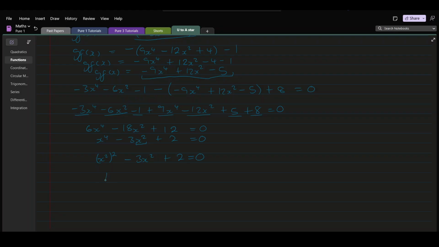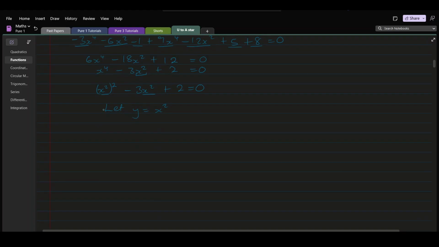And then we're going to use a substitution. Let y equal x squared. So wherever there's an x squared, you're going to substitute with y. So that becomes y squared minus 3y plus 2 is equal to 0. And now we're going to factorize our quadratic equation over here. So that would be negative 1 and negative 2. So you get y is equal to 1 and y is equal to 2.